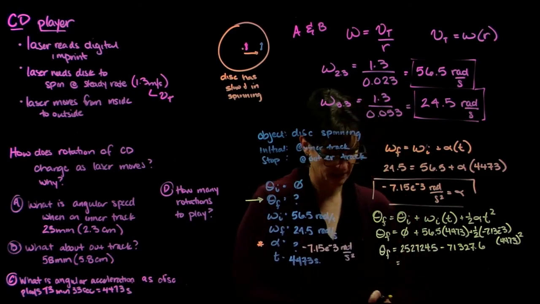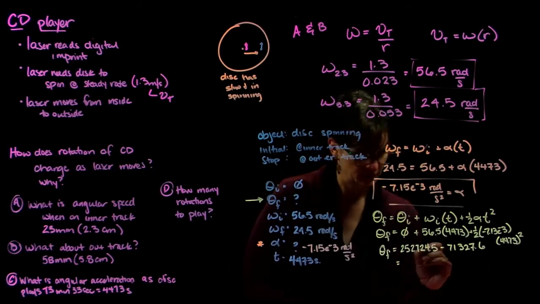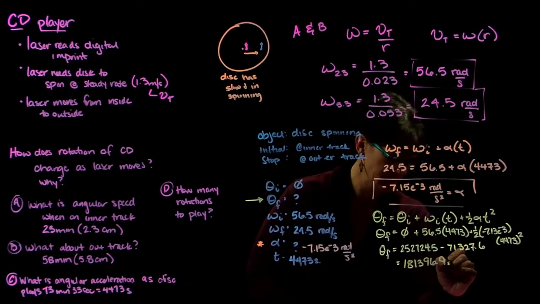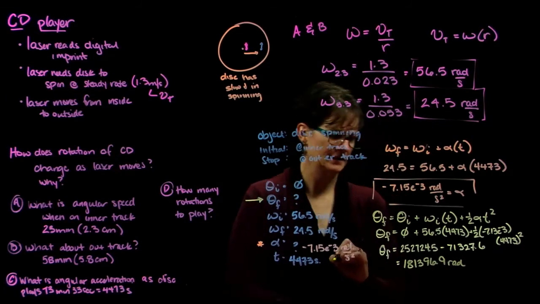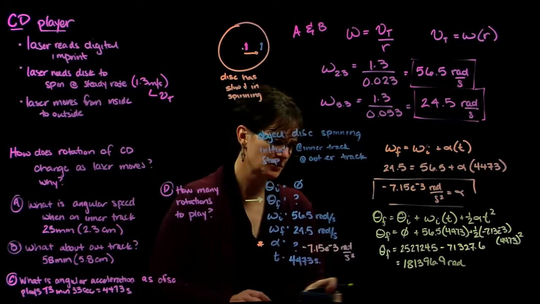Oops, I made a mistake. Okay, so 252724.5 minus 71327.6, we get 181396.9 radians. All right, so that's the number of radians that our object goes through.